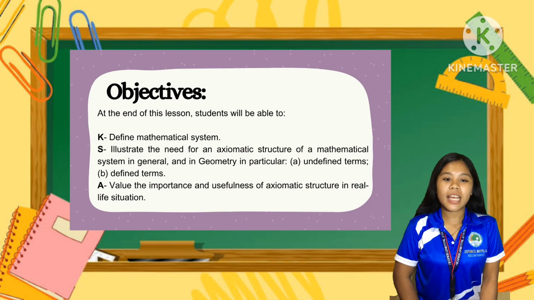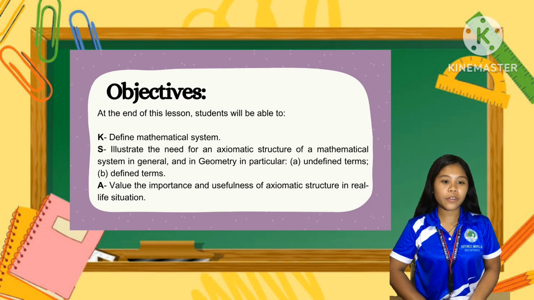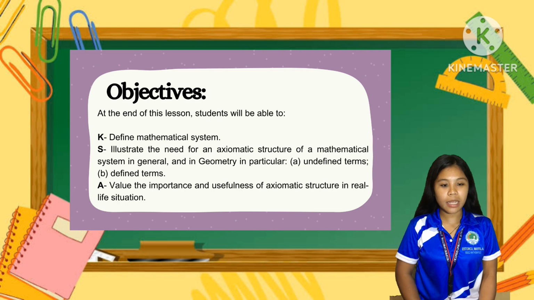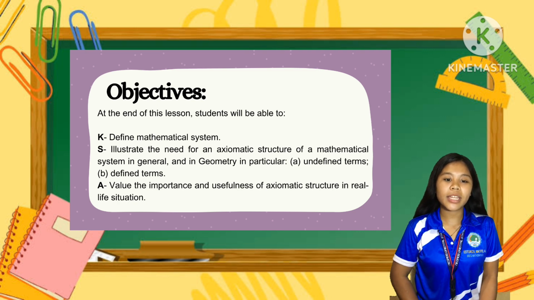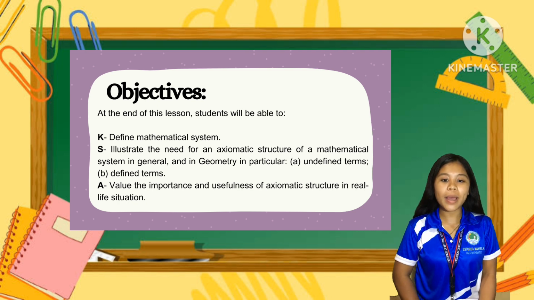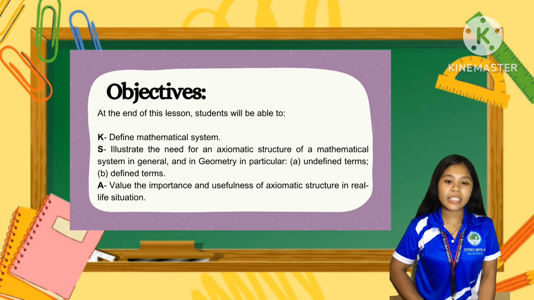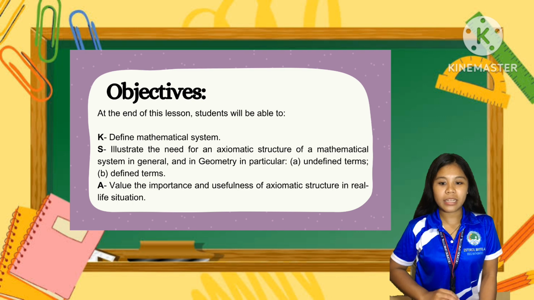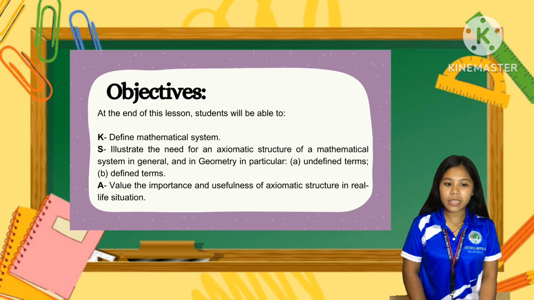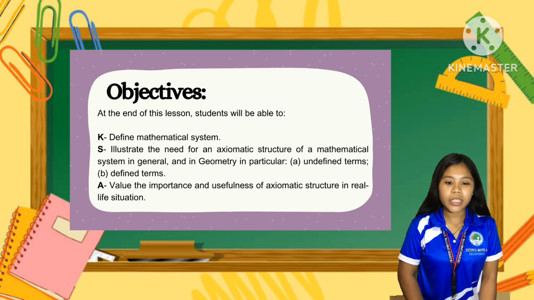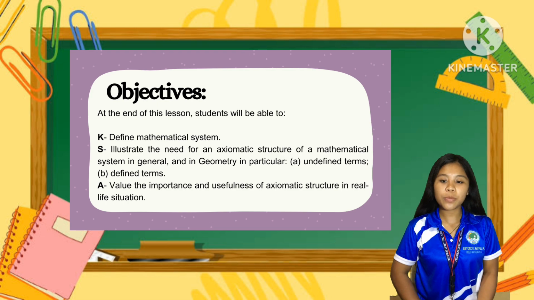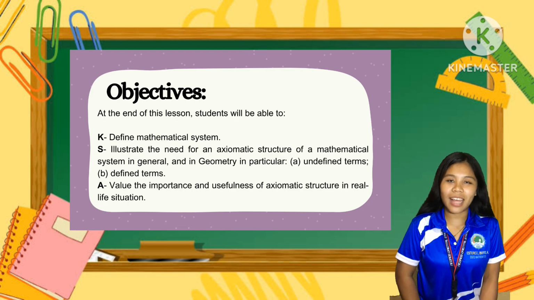At the end of this lesson, students will be able to: first, define mathematical system. Second, illustrate the need for an axiomatic structure of a mathematical system in general and in geometry in particular, which is defined and undefined terms. Last, value the importance and usefulness of axiomatic structure in real-life situations.